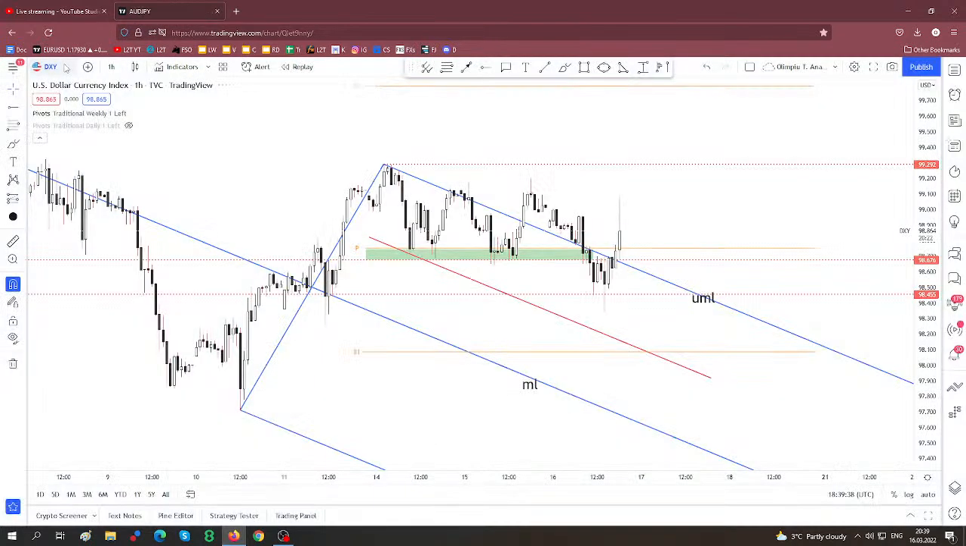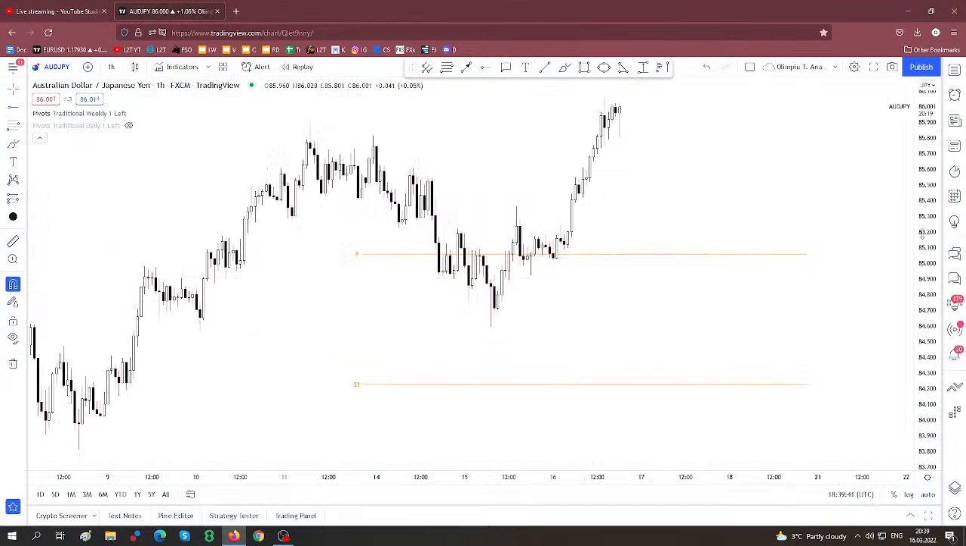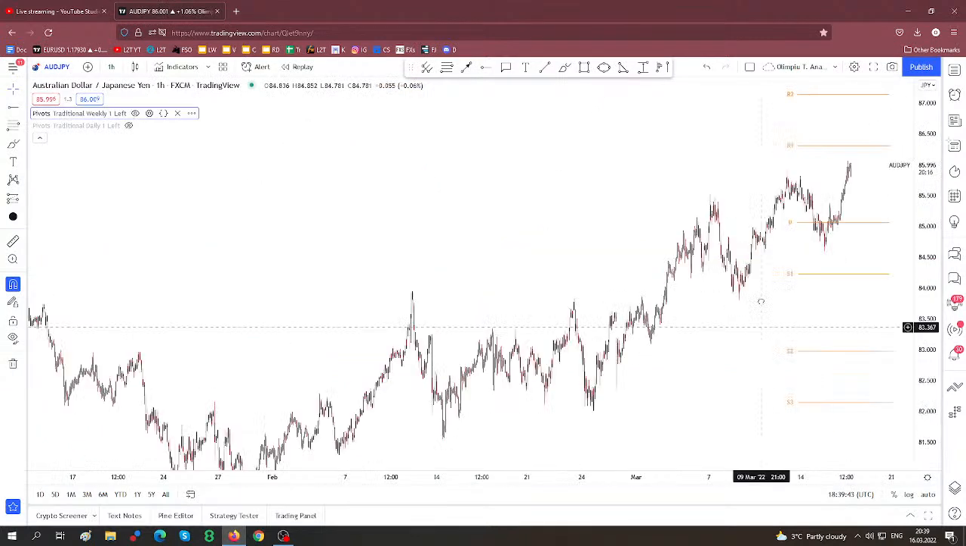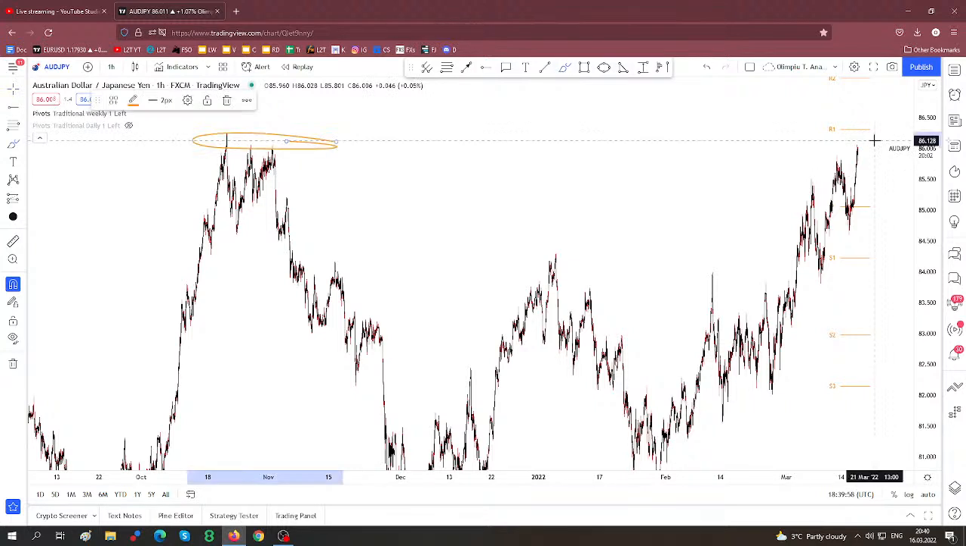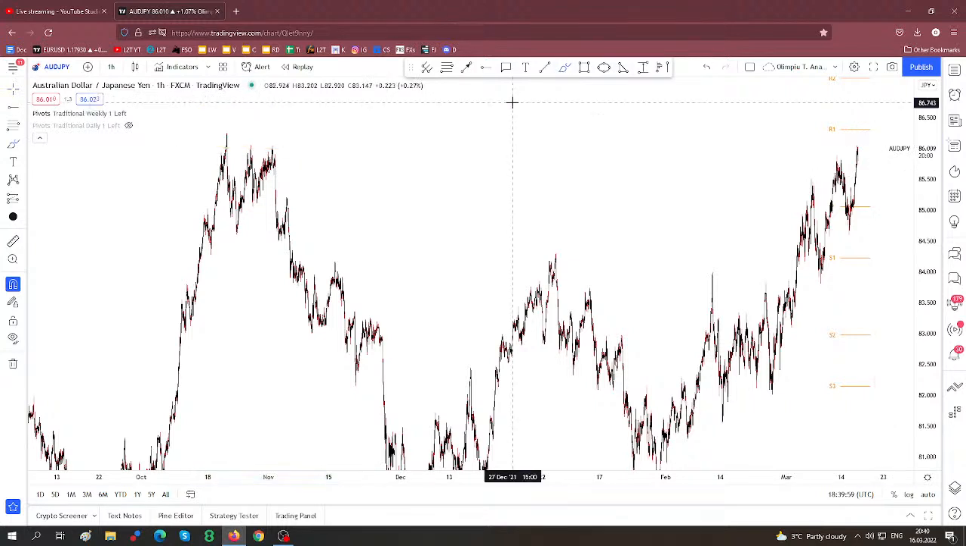As I've said earlier, maybe I'll wait here in Australian dollar, Japanese yen for a temporary retreat. But please take a look here, former highs as resistance levels in Australian dollar, Japanese yen.